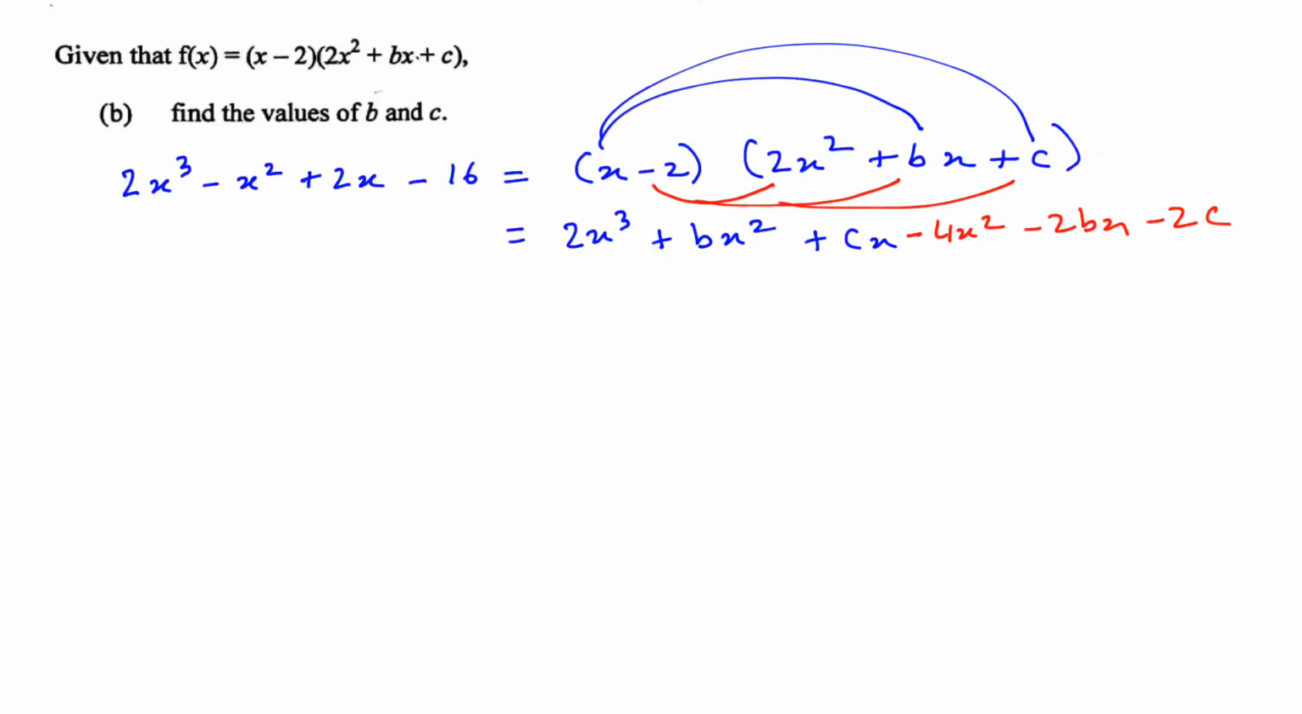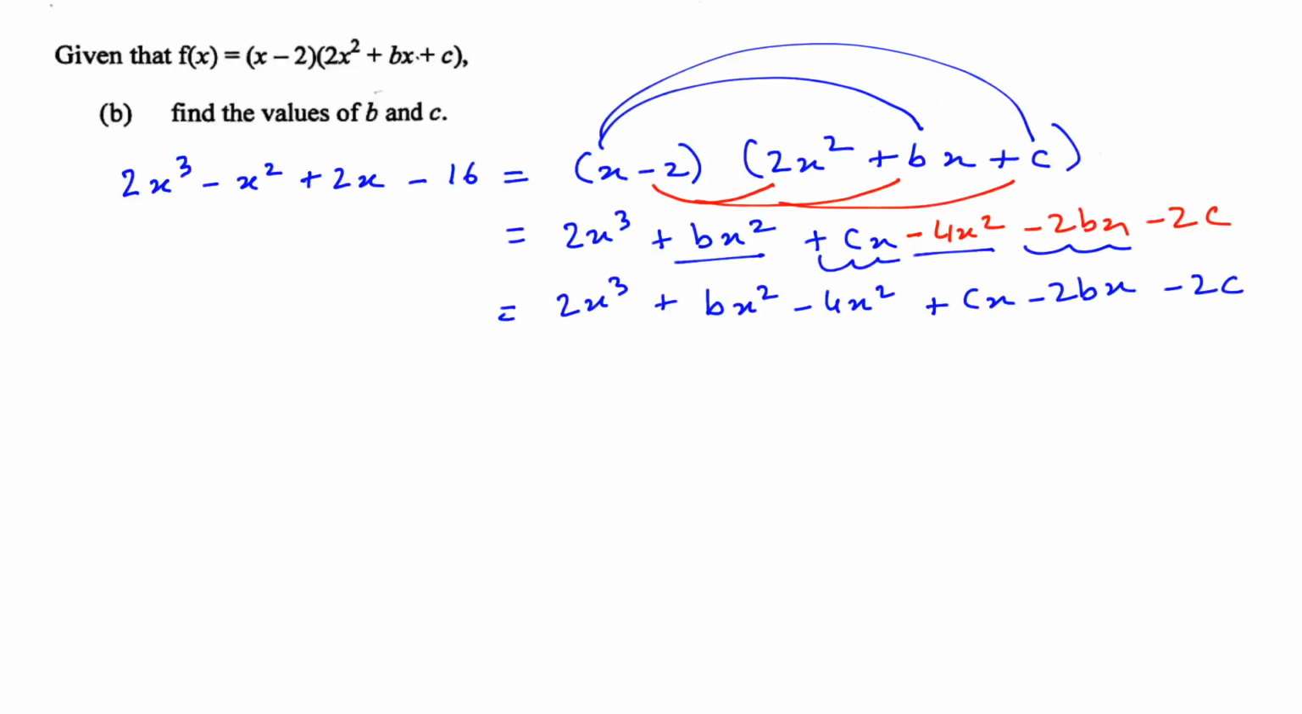Put the like terms together. So we have bx squared and negative 4x squared. And then you have cx with negative 2bx. And the last is negative 2c. We will compare x squared. Compare the coefficient of x squared. That means the number which is before x squared.